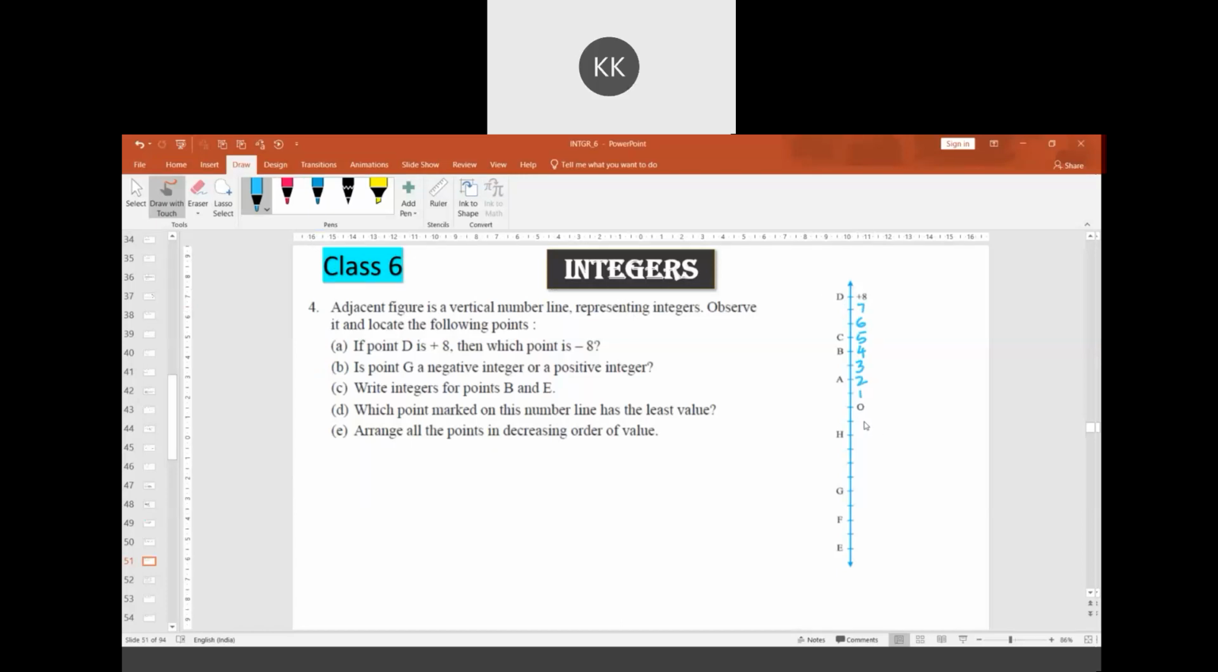This is 0, minus 1, minus 2, minus 3, minus 4, minus 5, minus 6, minus 7, minus 8, minus 9, and minus 10. Here, negative 8 is at point F. So point F represents negative 8. Is point G a negative integer or a positive integer? Look at point G, it is towards the downside of 0. So obviously it has to be a negative integer.